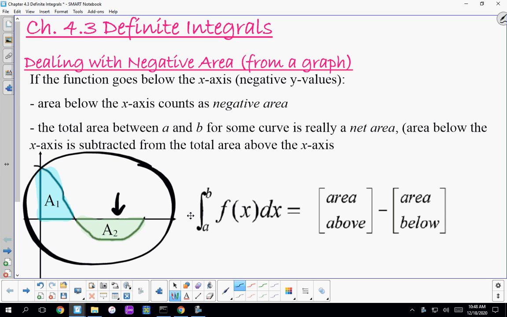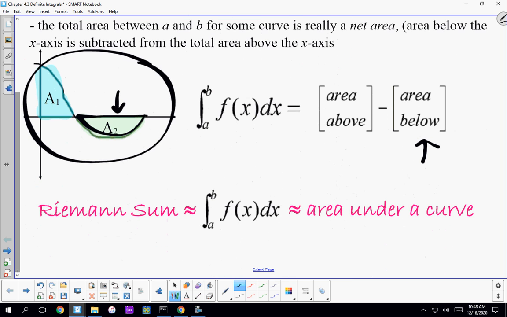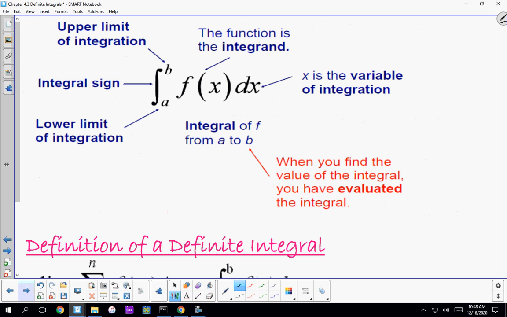positive. Now, once we actually start solving these without the picture, if I were to give you this one here, you will get a negative answer. You don't have to do anything different. So the way we can do this is area below, we subtract, area above counts as positive. So a Riemann sum, again, estimates the value of this definite integral, which is the area under a curve. Those are all a similar thing. So this is how we read all this.